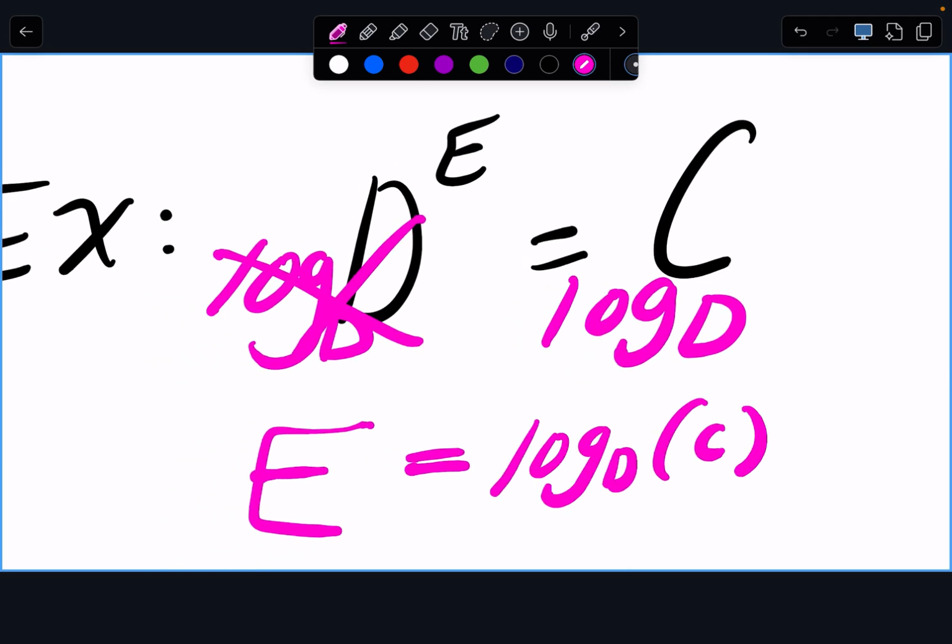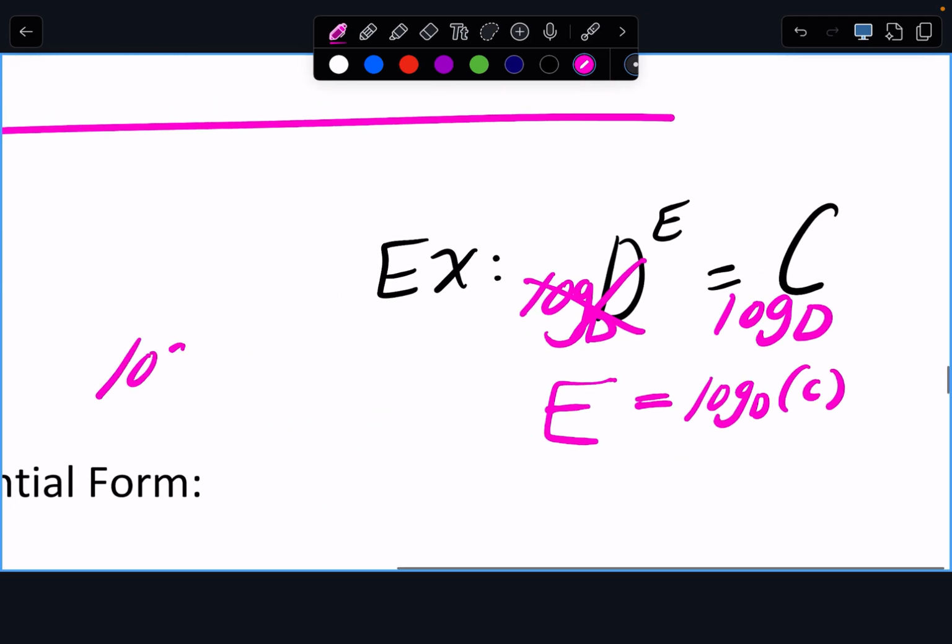Is there a log base 0 or log base 1? There's no such thing as log base 1 or log base 0. Log of 1 equals 0 in any base. If you plug in 1, it calculates to be 0.